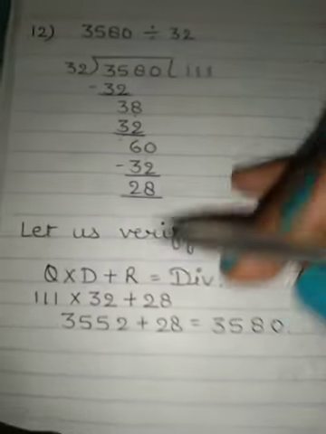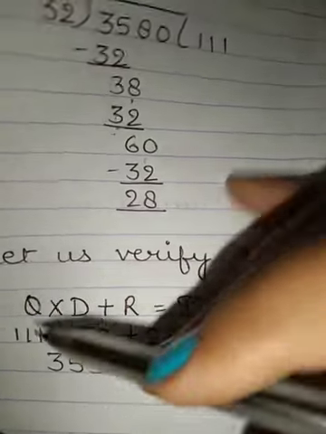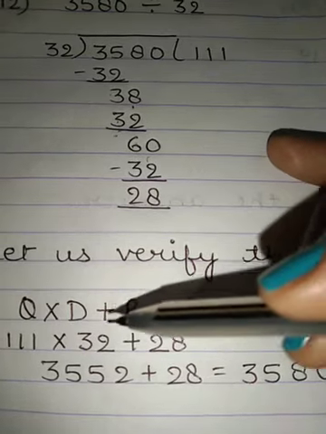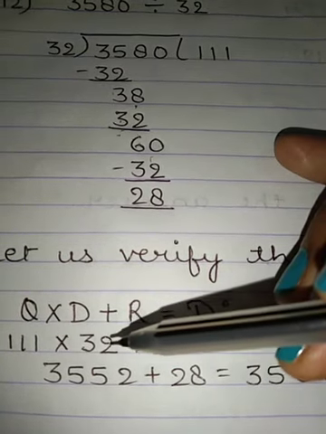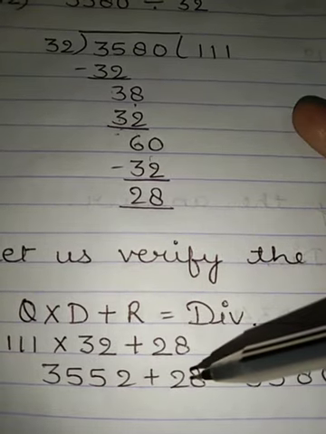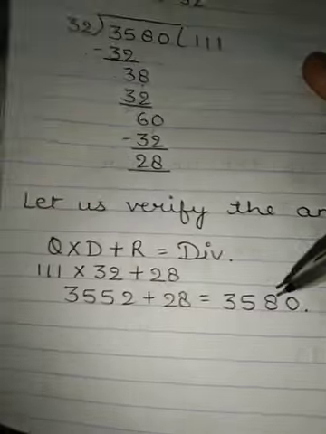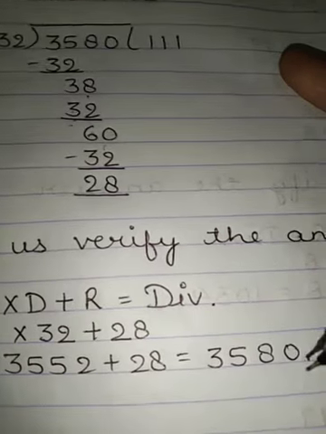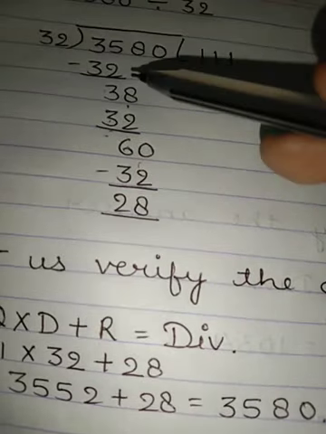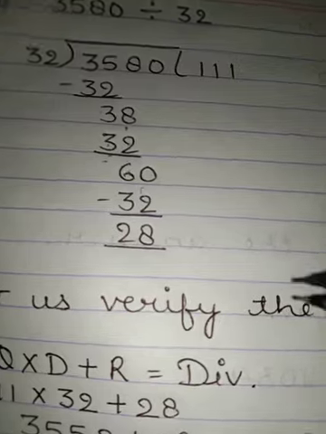Let us verify the answer. Q multiply by D plus R is equal to dividend. 111 multiply by 32 plus 28. Now on multiplying 111 by 32, it will come 3552. When we add 28 to 3552, it will come 3580. And children, you can see this 3580 is same as the dividend given in the question. So this means our division is correct.